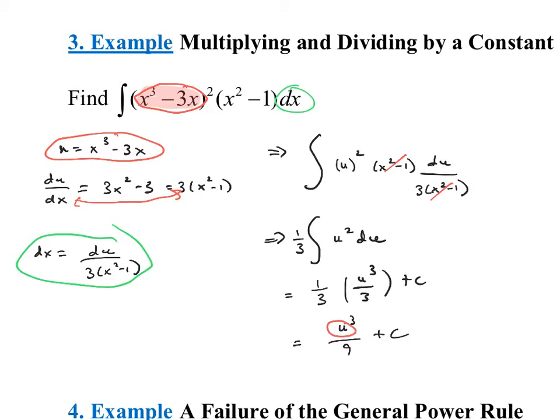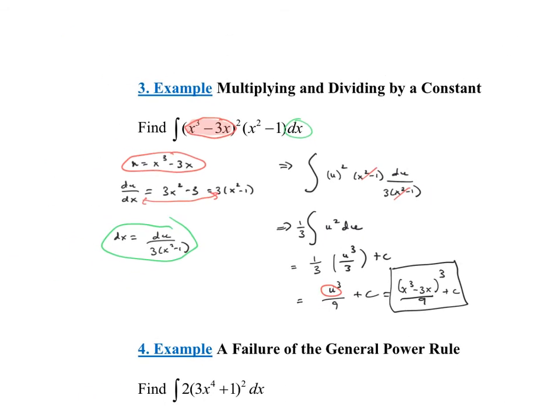But again, we're in terms of u. We need our final answer in terms of x, so we're going to back substitute. u was x cubed minus 3x. This is that quantity cubed all over 9, then we have our plus c. That should be our final answer there. How do we check it? Well, go ahead and take the derivative of that using the chain rule. You should and do get the original problem.